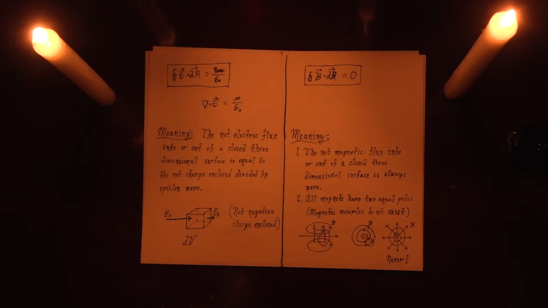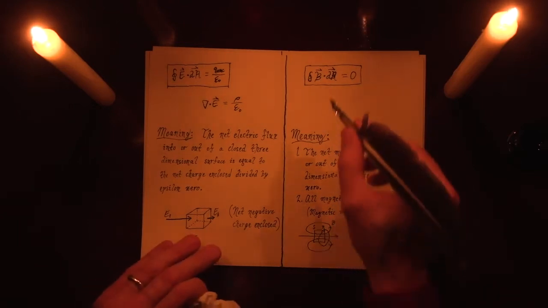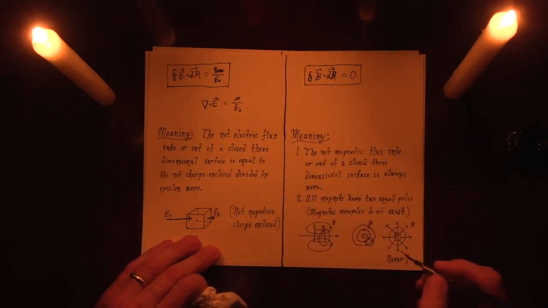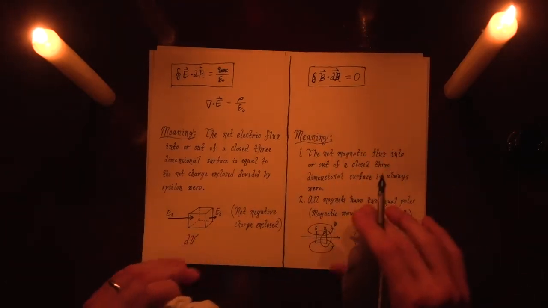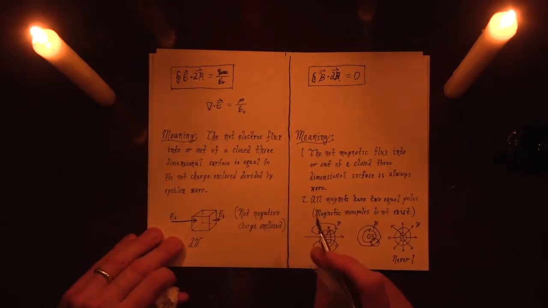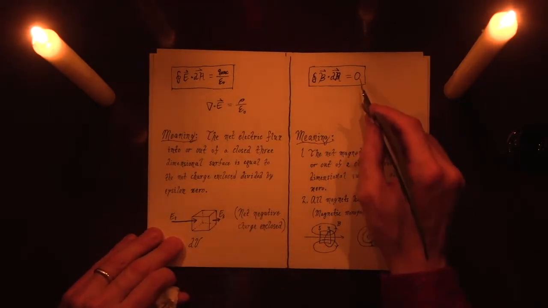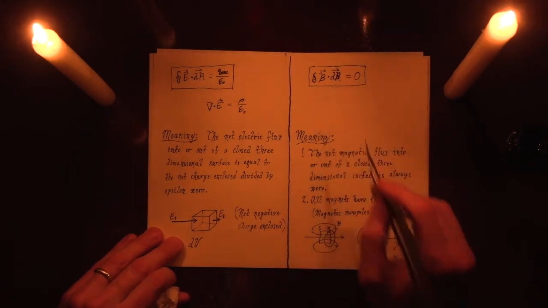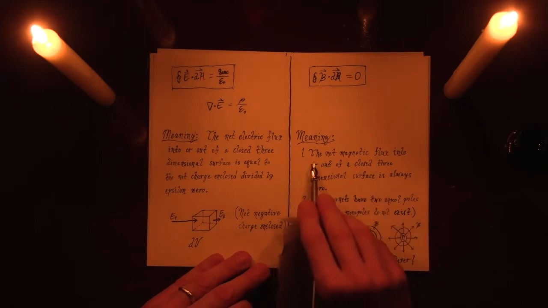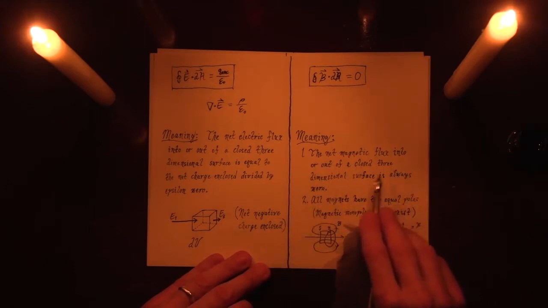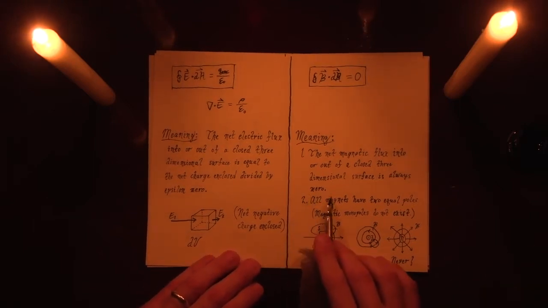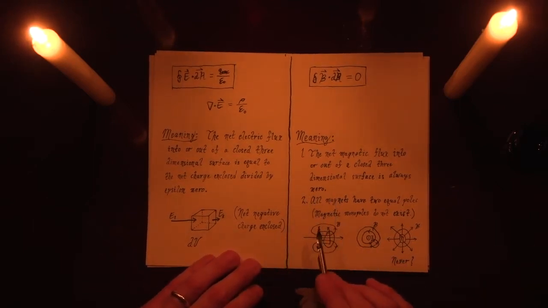Now, you should recognize this and see that it looks essentially like Gauss's law, but for the magnetic field. What it's saying is that rather than ∮E·dA, the electric flux, being equal to Q enclosed over epsilon 0, the magnetic flux through any closed surface is always 0. The meaning of this, well, I kind of said it already, the net magnetic flux into or out of a closed three-dimensional surface is always 0 everywhere in the universe.